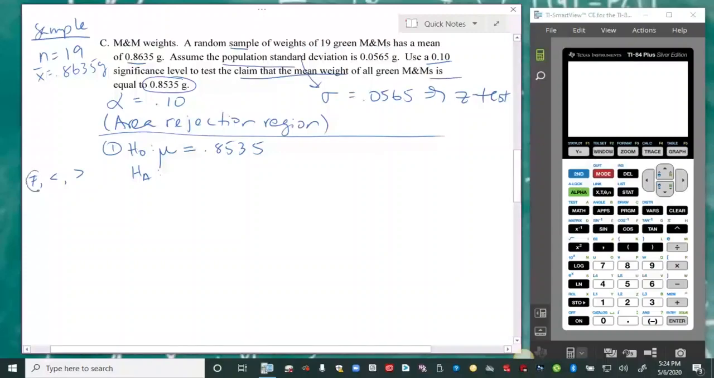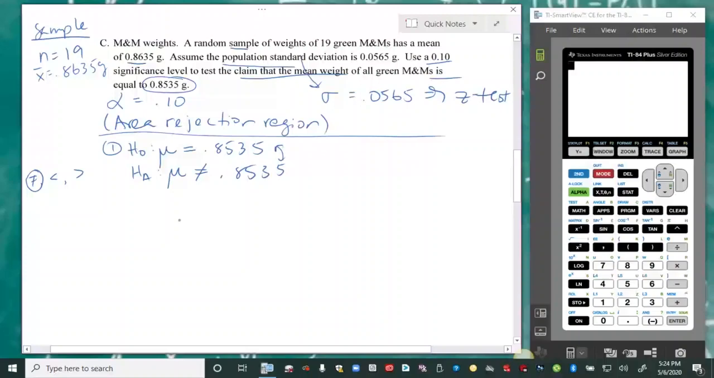I don't just look to see if it's less than or greater than, I look to see if there's a claim that says they think it's less than or greater than. But really the claim is that the weight is. So I'm choosing this one. There's nothing here that says we think it's more, we think it's less. We can't base it on the sample value because that would be a bias. So instead we're going to say we just think it is. So if it isn't, then we use not equals, 0.8535. These two numbers are always the same.